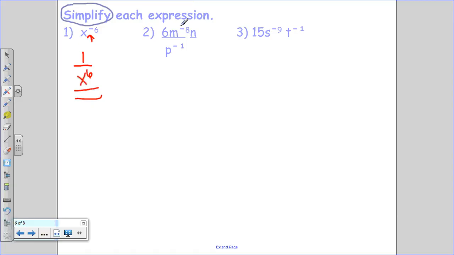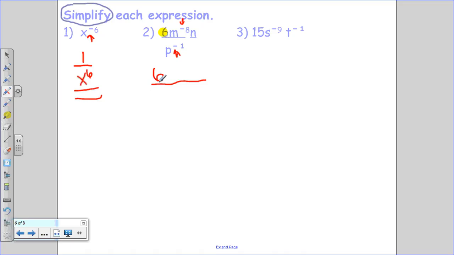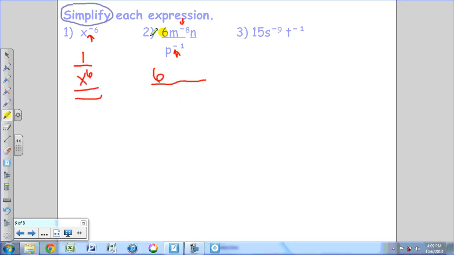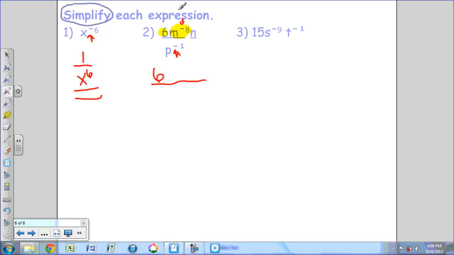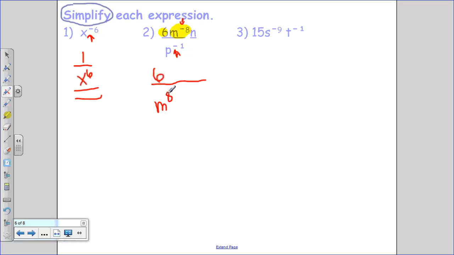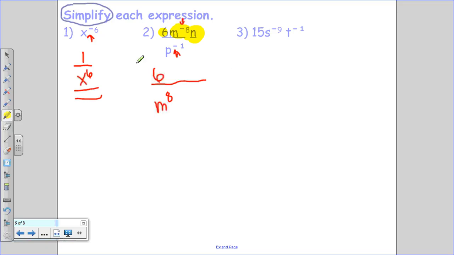So in this one, I got a negative here and I got a negative there, right? So I'm going to draw my line and I'm going to decide top and bottom. Okay, so my first number is 6. Nothing fancy there. It's just a 6, so it stays right where it is on top. The next one is m to the negative 8. Since it has a negative exponent, that means it's going to move to the bottom. So the m to the 8 is going to go to the bottom. The next one is n, and no negative exponent there, so n just stays right there on top.